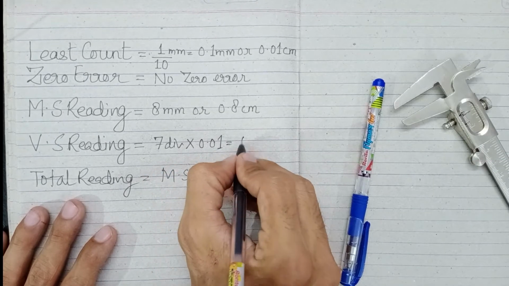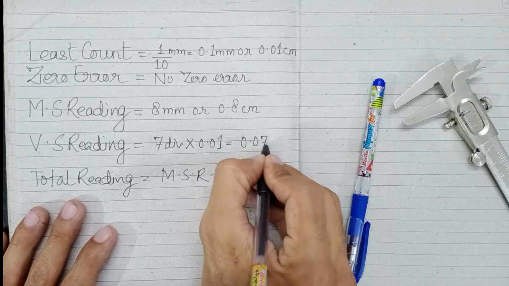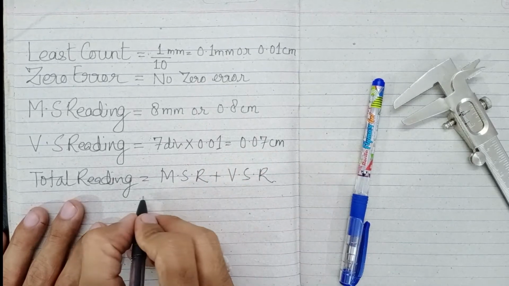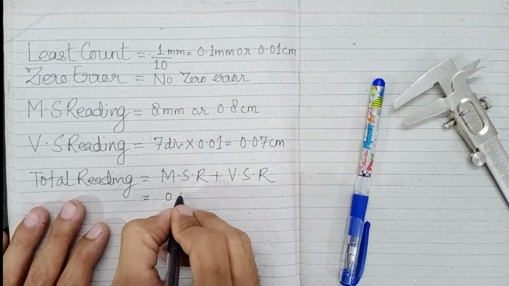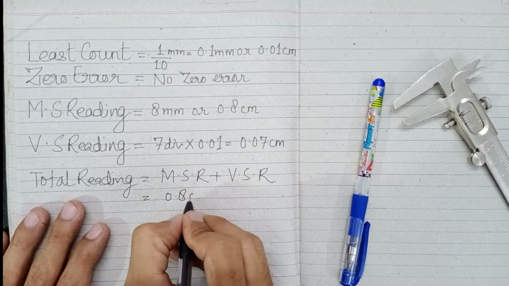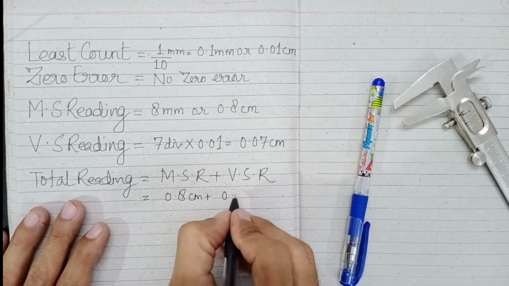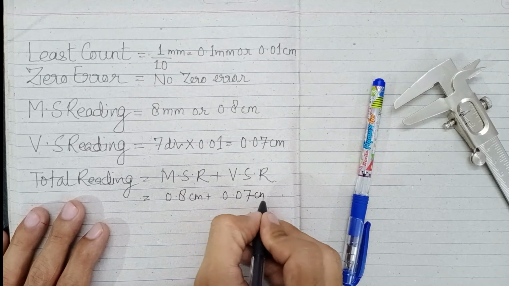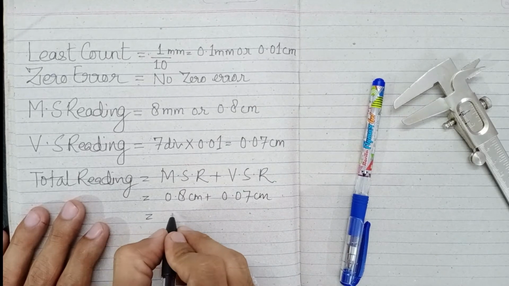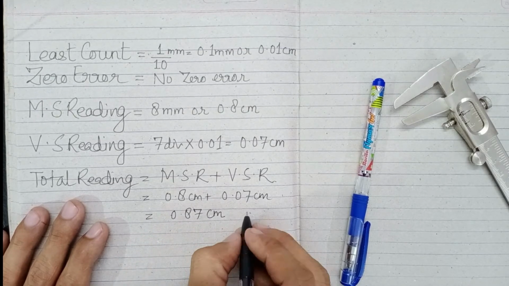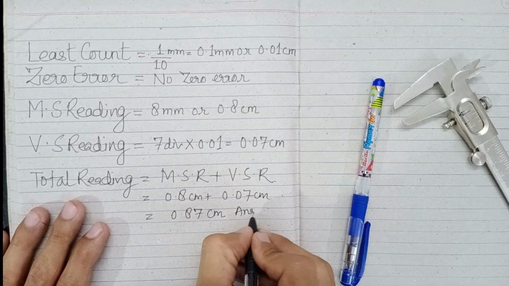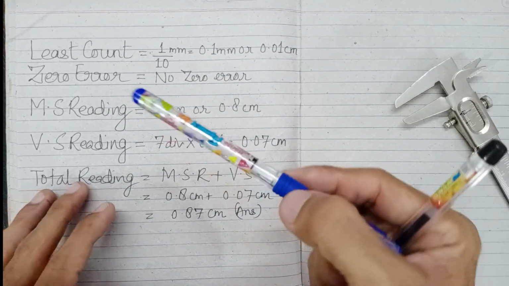So the answer is 0.07 centimeter. So therefore the total reading will be 0.8 centimeter plus 0.07 centimeter will give you 0.87 centimeter, the diameter of our pen.